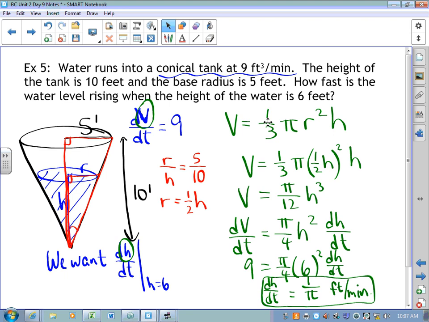What I am hoping you are driving home with yourself is whenever you see one rate that affects another rate, two related rates, you are establishing a relationship between the thing you know about and the thing you don't know about for the purposes of differentiating and substituting to solve.